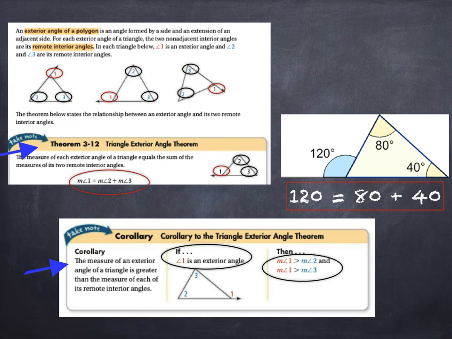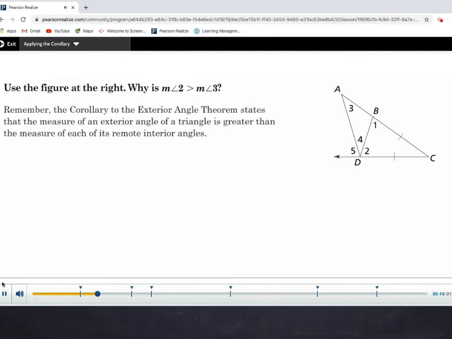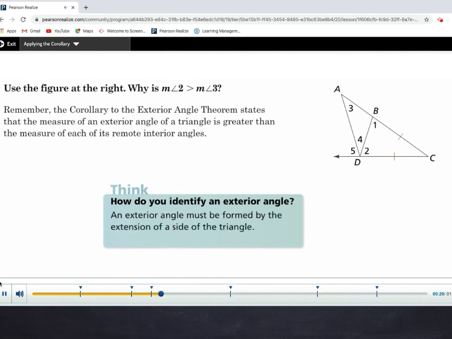So let us now discuss problem 1. In this problem, you will apply the corollary to the exterior angle theorem. Use the figure at the right. Why is the measure of angle 2 greater than the measure of angle 3? Remember, the corollary to the exterior angle theorem states that the measure of an exterior angle of a triangle is greater than the measure of each of its remote interior angles. How do you identify an exterior angle? An exterior angle must be formed by the extension of a side of the triangle.